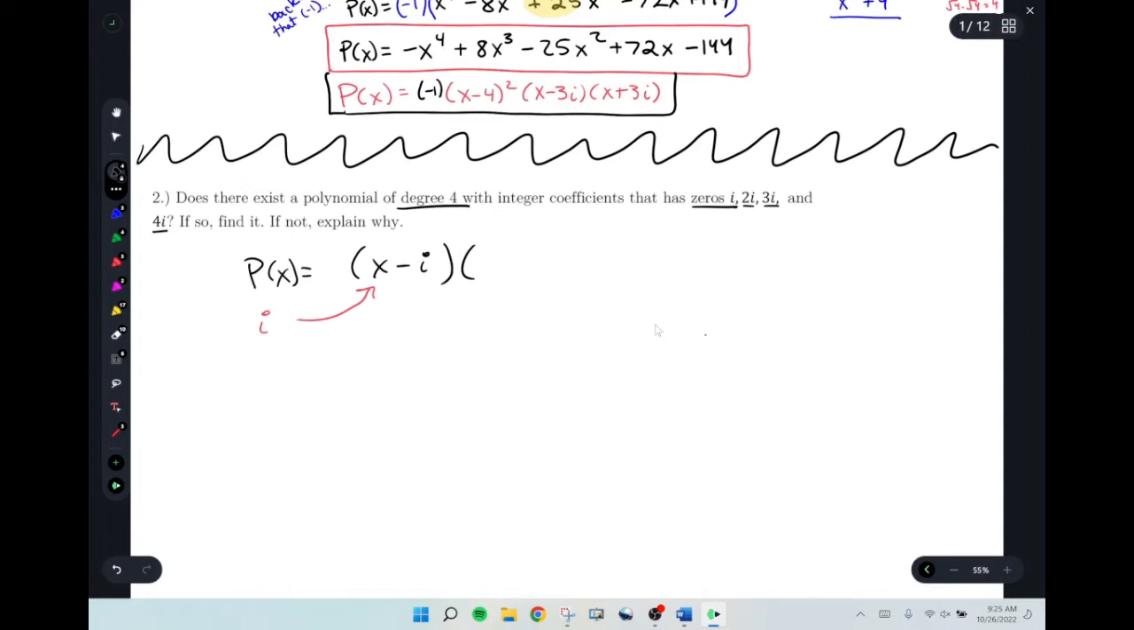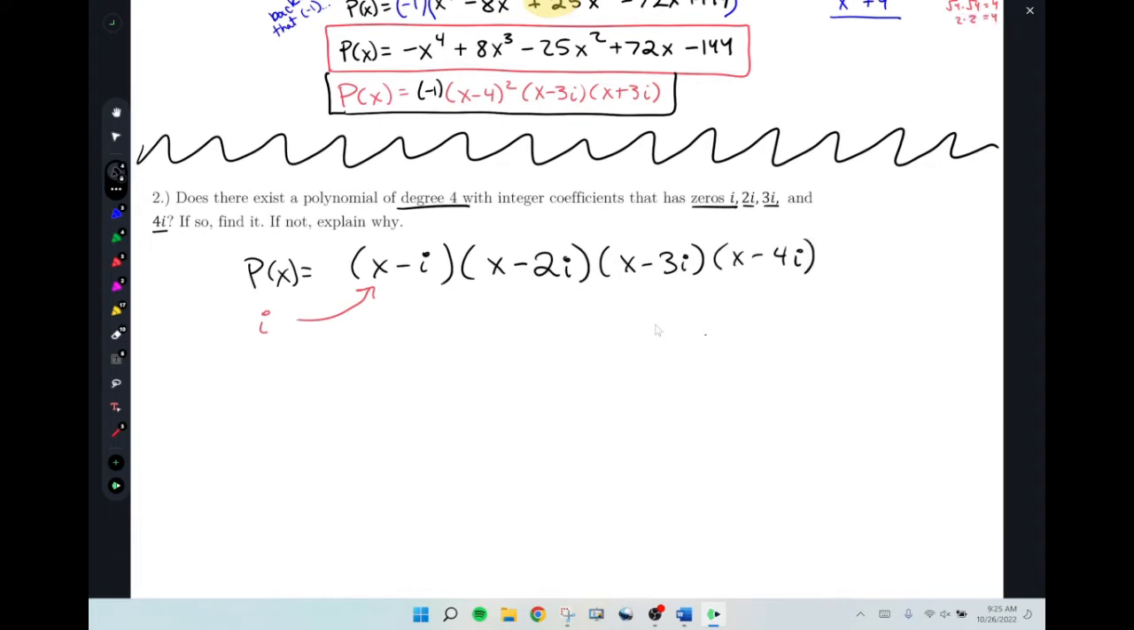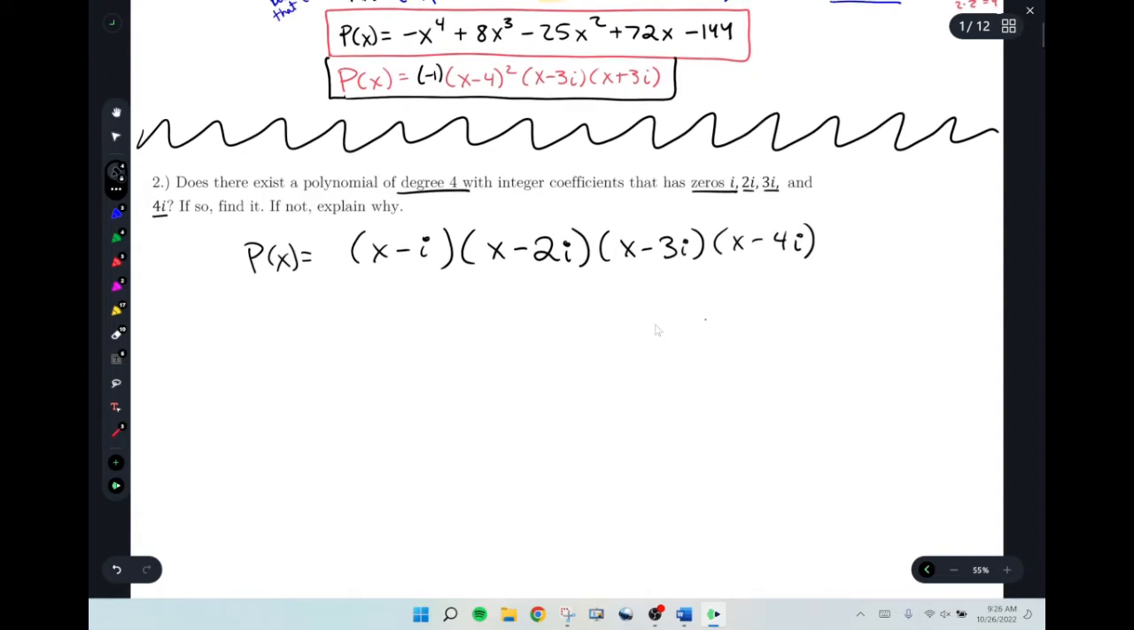Times, what else do I need to times it by? Doesn't there also have to be a negative i because of the theorem? Well, hang on. I'm just working off the problem first, and then we'll talk about the theorem. x minus 2i, x minus 3i, and x minus 4i, right? So it says, does this exist? Well, the numbers are not real. Does this polynomial exist? Yeah, but it needs real coefficients, right?